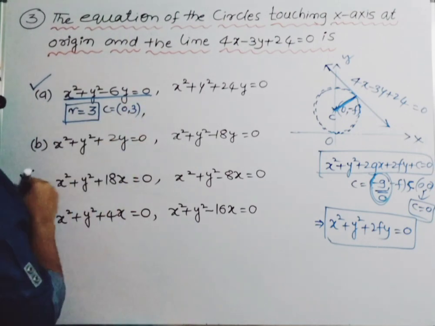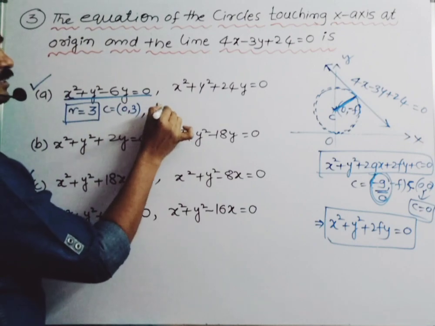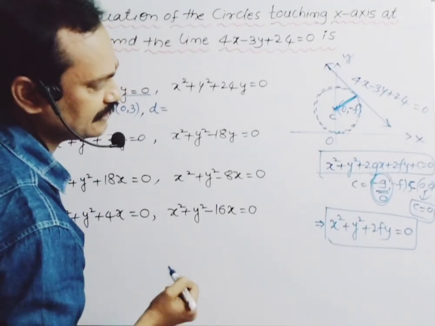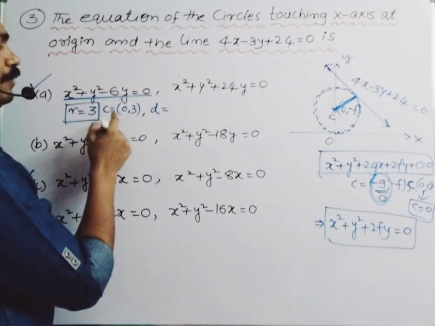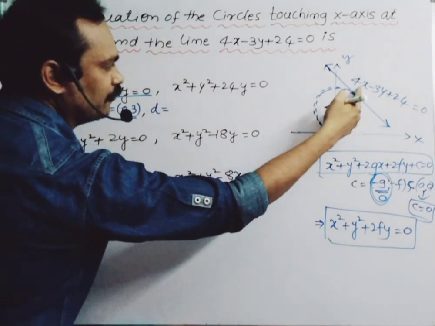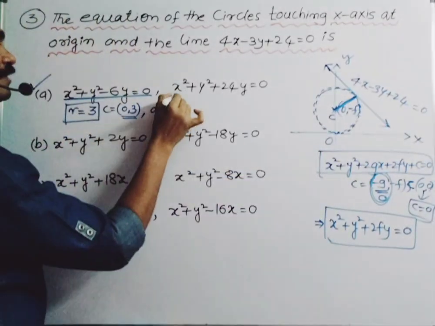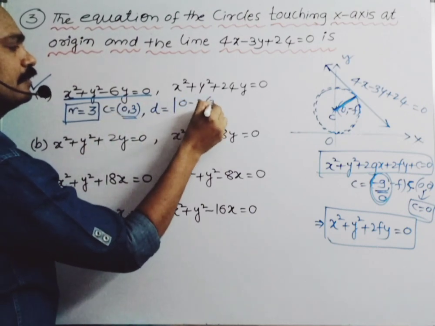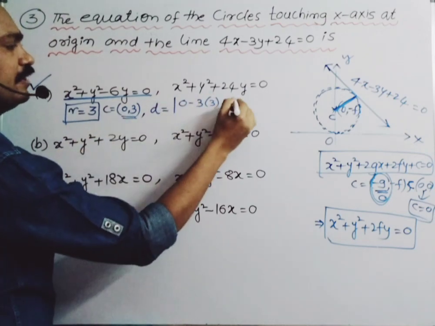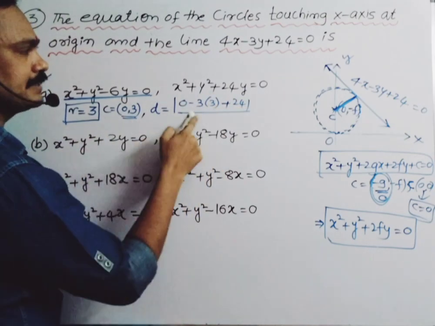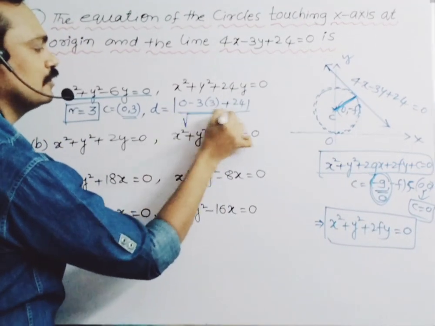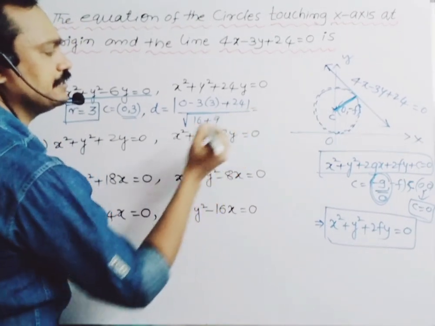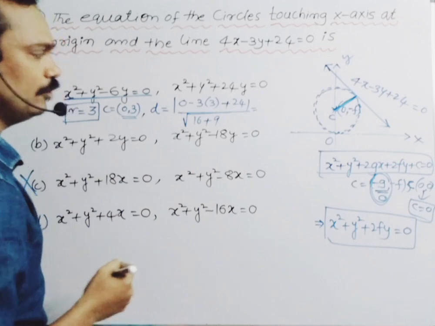And now check the length of the perpendicular. Let us suppose D is the length of the perpendicular from the center to the line 4x minus 3y plus 24 equals 0. Chalo, 4 into 0, first term 0, minus 3 into 3, 9, plus 24, divided by root over x coefficient square 4 square 16 plus y coefficient square minus 3 square 9. That remains minus 9 plus 24. How much? 15.